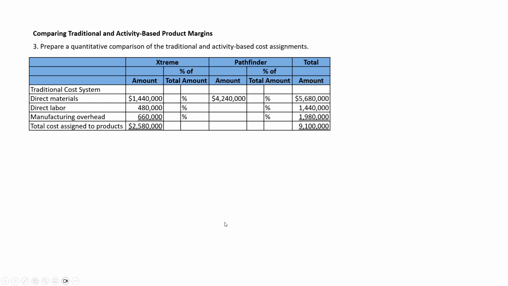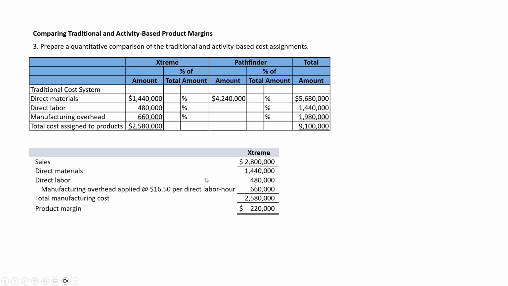For example, with our traditional system first, I simply just copied this information from the first part of the problem. Recall for Extreme that we identified direct materials are $1,440,000. That was already worked out in the first part. Direct labor is $480,000 and manufacturing overhead was $660,000 for a total traditional cost assigned to Extreme of $2,580,000. Not any new calculations, we're just going back to the first part of the problem. What they're wanting us to do, though, is do a comparison of costs between the different products.